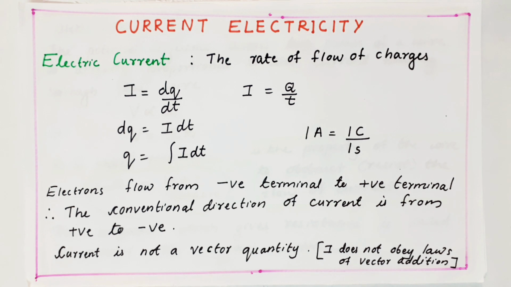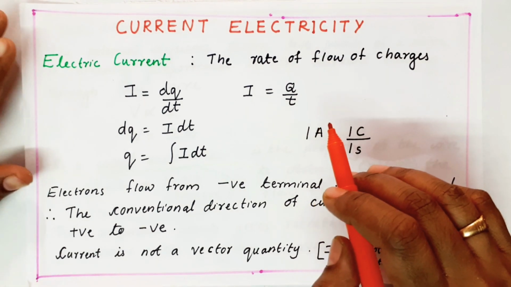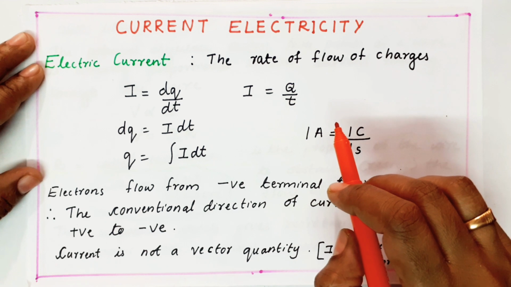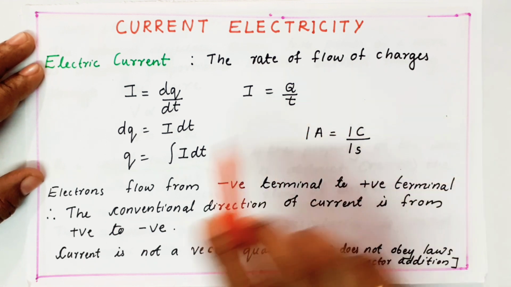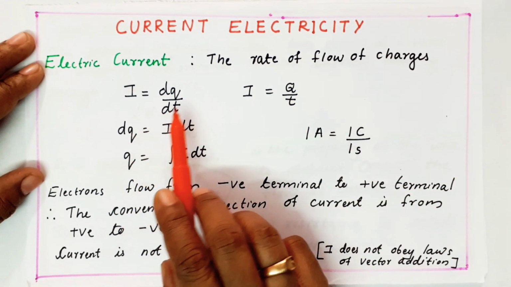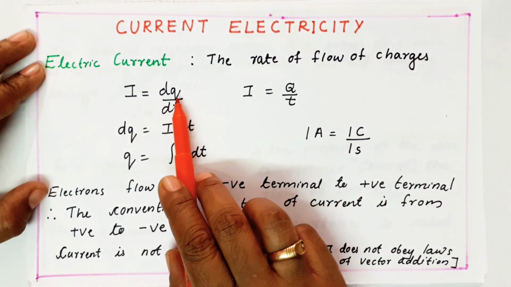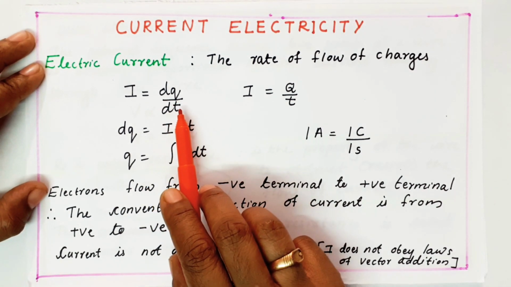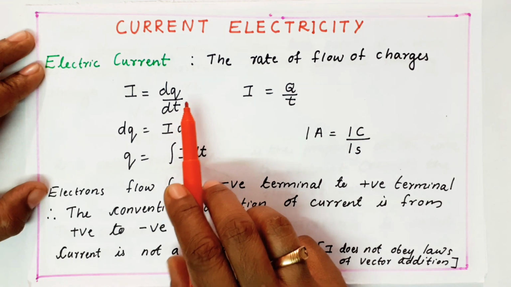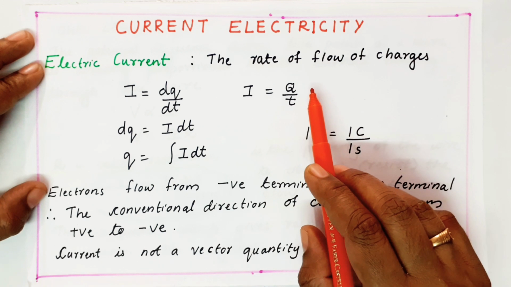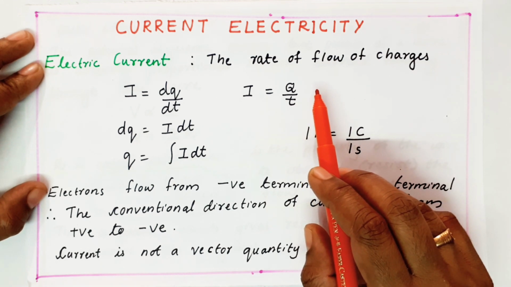What is called current? Current is nothing but the rate of flow of charges. Rate of flow of charges, I can write I equals dq by dt. That means the change in the charge with respect to time. Then this equation in simple form we can write as I equals q by t also.